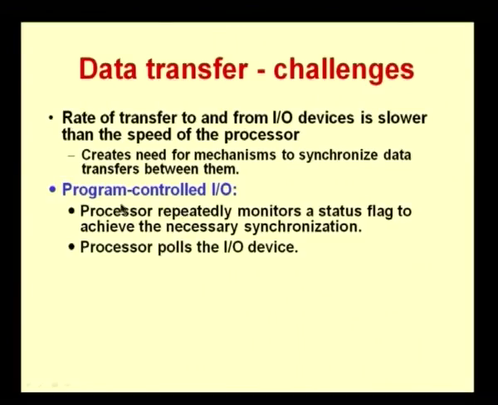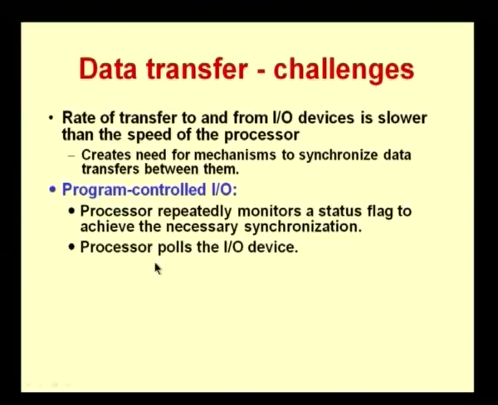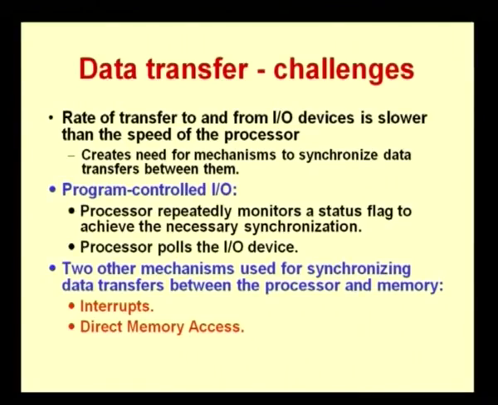That can be done under the control of the processor. The processor will repeatedly monitor a status flag to achieve the necessary synchronization. We call this the polling mode of operation, where the processor is polling the IO device. It goes and checks with each and every device, are you ready, and so on. That is called polling the IO device. This is one method. As you can see, this normally is a slow way of doing things. There are better mechanisms than this which can be used for faster synchronization and faster data transfers.